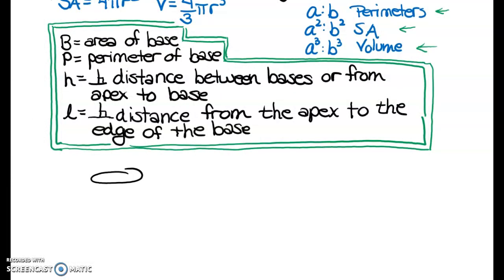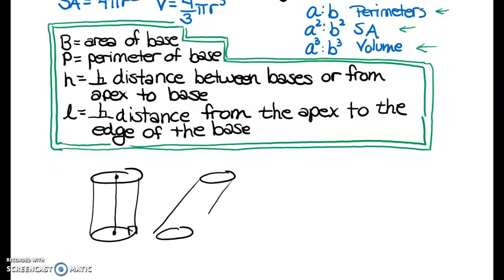If you have a cylinder, as long as this is a right cylinder, okay, it's standing straight up, it's the perpendicular distance between your bases. If it is a slanted cylinder, draw a line across your base and then find the perpendicular distance to that line. This is H.